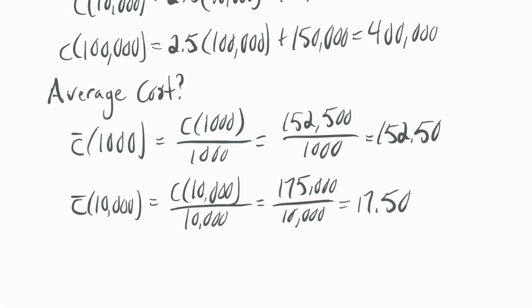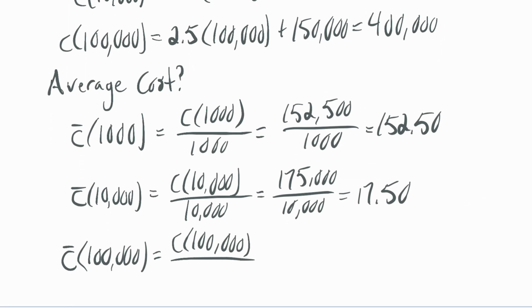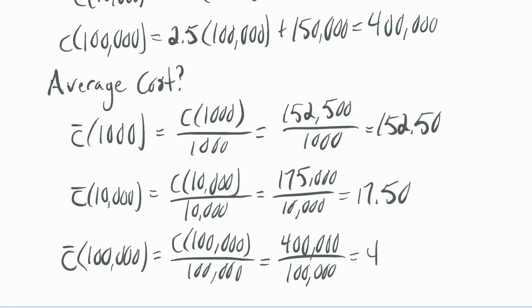What if I make 100,000? C bar of 100,000. So this is going to be C of 100,000 divided by 100,000. So this is going to be 400,000 over 100,000. So $4 each. It's super cheap at this point.